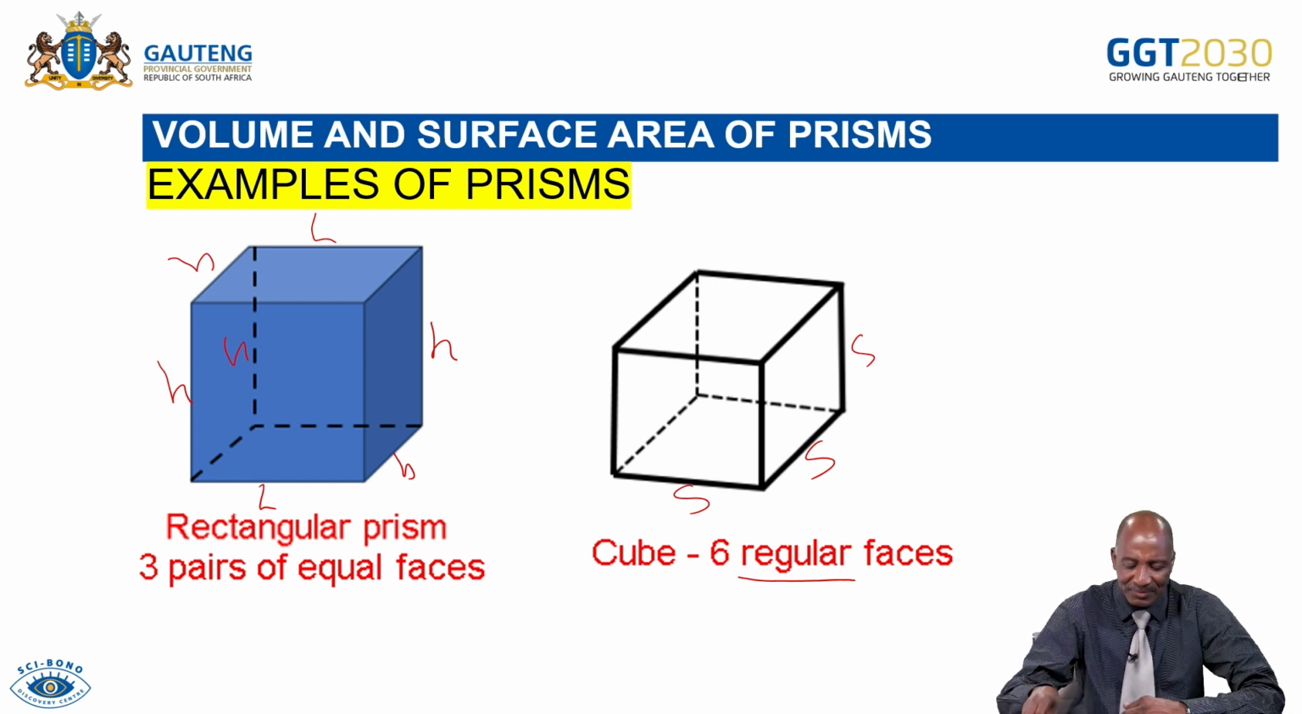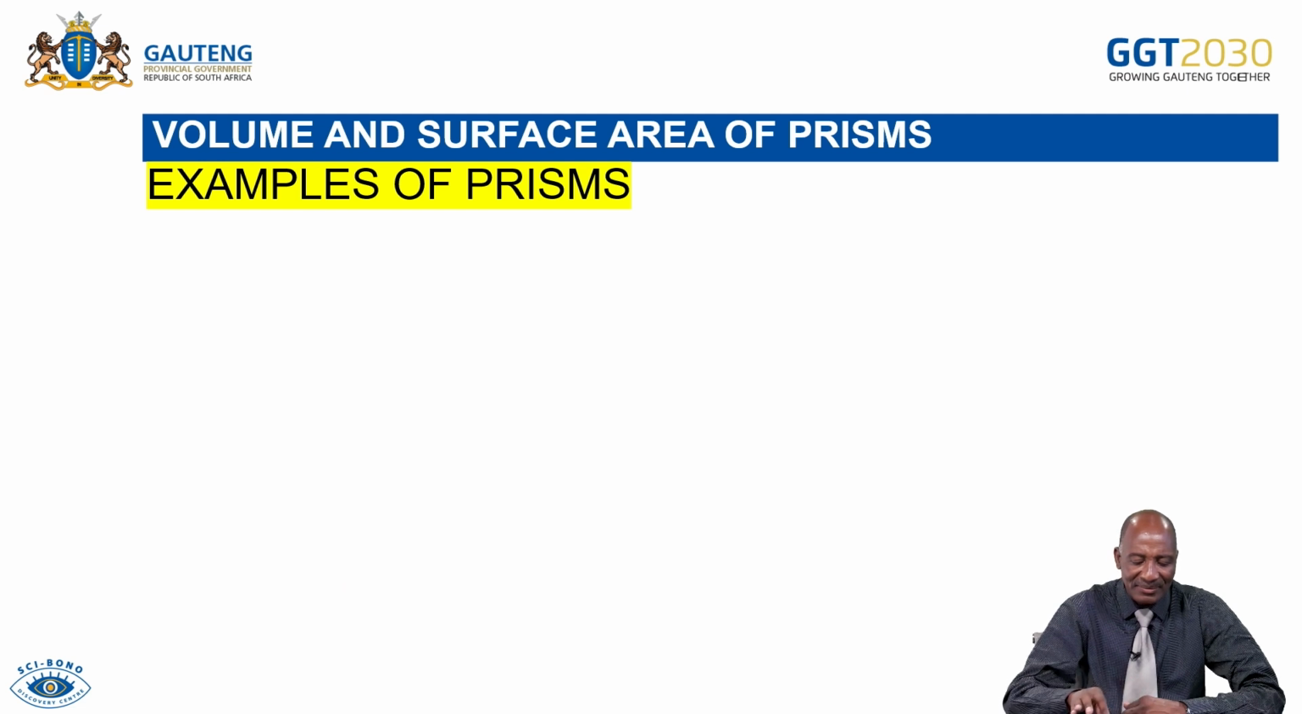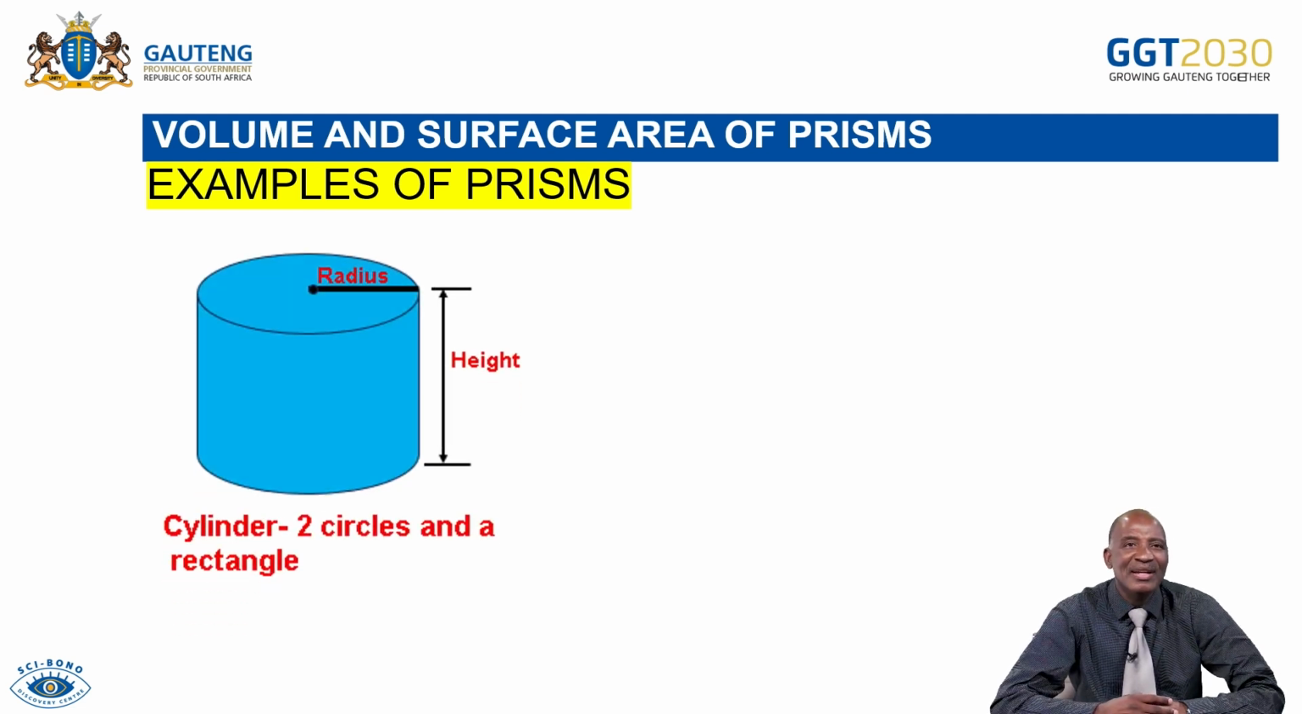Because it's made up of a square. And then we also have this circular one. This one is a circular-based prism. In other words, the base is a circle. As you can see, the top is a ring. It means the bottom is also a ring. This one is usually referred to as a cylinder. So it's a cylindrical shape. It has 2 circles and a rectangle.